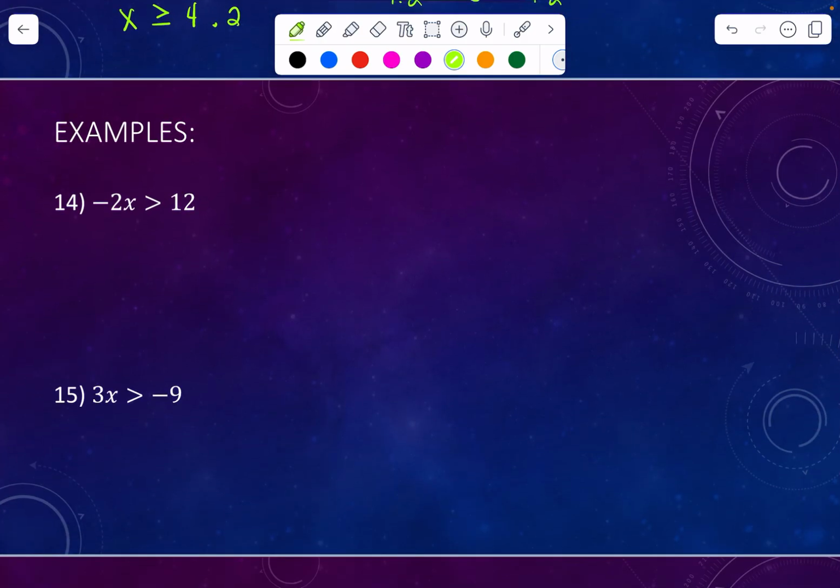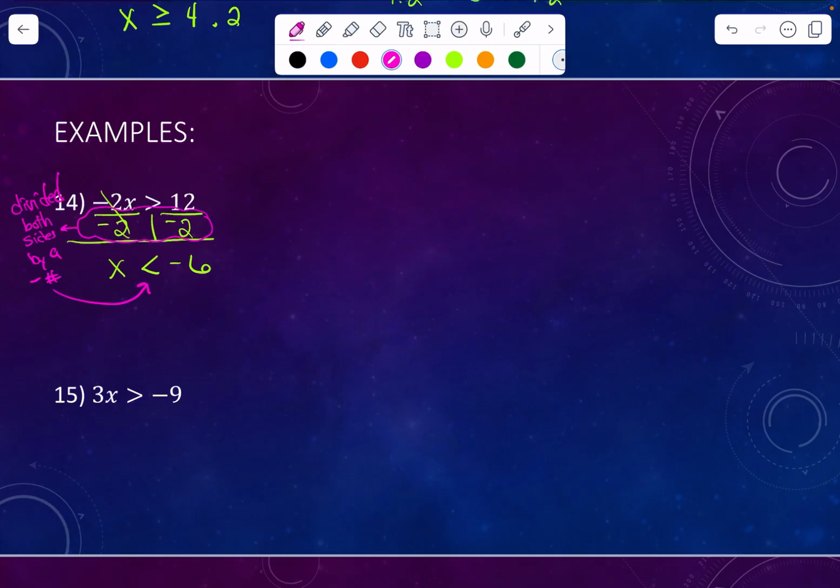Okay, let's keep going. So let's try this next one. Here I have -2 times X. So I'm going to divide by -2. Now, this is that time. We divided both sides by a negative. So what that does is that flips that inequality symbol. And it would be -6. So what you're looking at right here is you divided both sides by a negative number. Okay, so that's what causes that to flip.